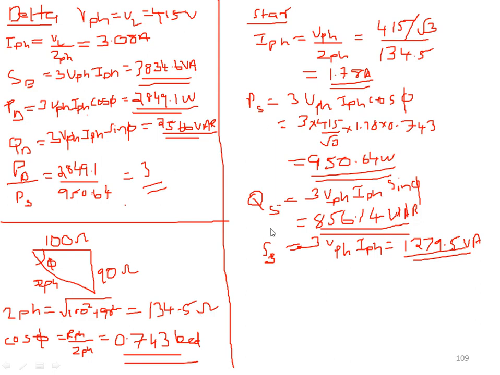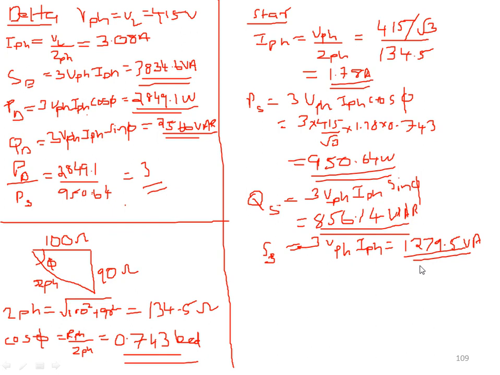Now, we calculate the active power. Power is 3 times V phase, I phase, cos phi. So what you get is 950.64 watt. Now, what is reactive power? Reactive power is given by 3 times V phase, I phase, sin phi. That is 856.14 volt ampere reactive. Now, what is apparent power? Apparent power is 3 times V phase, I phase. That is 1279.5 volt ampere.